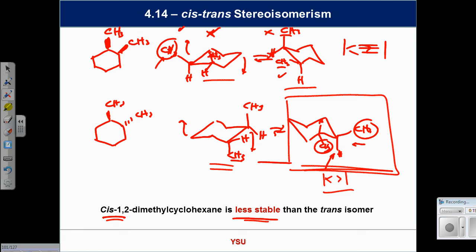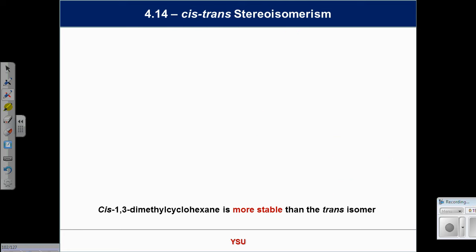Okay, so there's that argument for the first one. Now we'll just move around, do the 1,3 isomer. So here it says cis-1,3-dimethylcyclohexane is more stable than the trans isomer. Let's prove it. We can see here a cyclohexane, and we're keeping it simple so far with something like a methyl group, so cis-1,3. Who wants what?